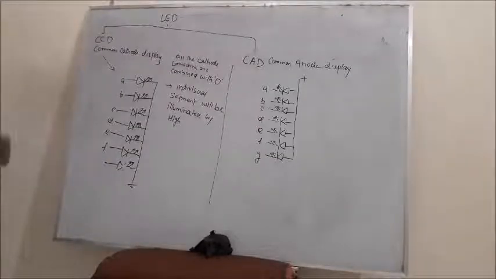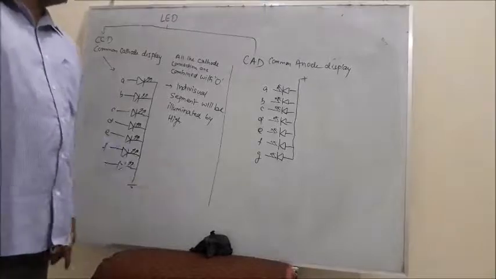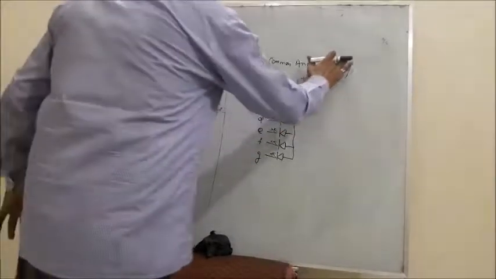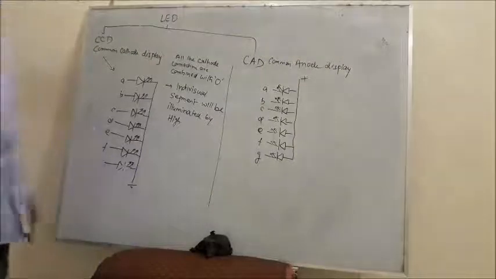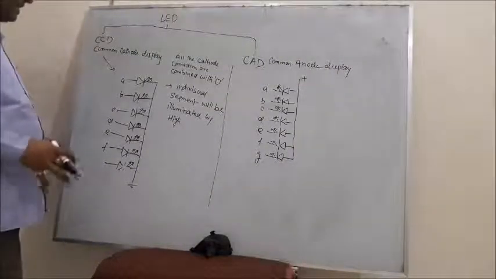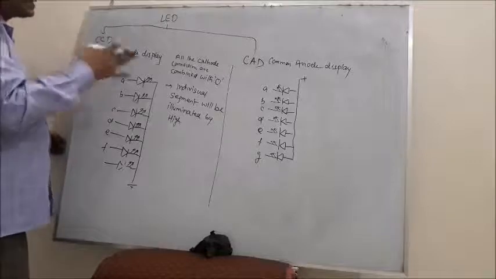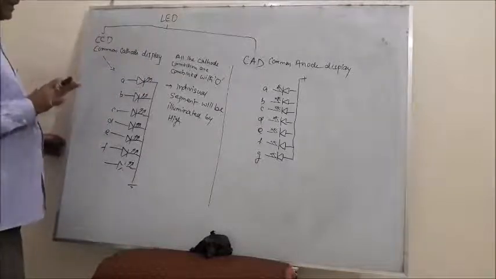So before explaining you some facts about LCD, let's see two important types of LED, right? So two important types are, first is known as your CCD. The full form of CCD is common cathode display, and second one is your CAD, that is common anode display, right? Now what is the basic difference between these two? See, first of all, let you know that CCD is just opposite to CAD or vice versa, right?